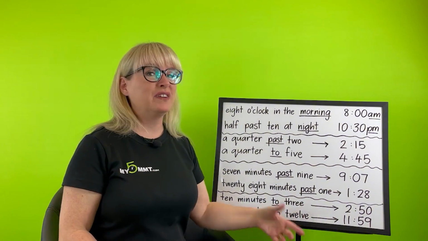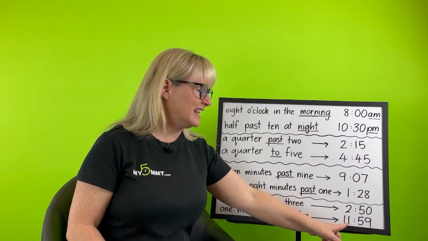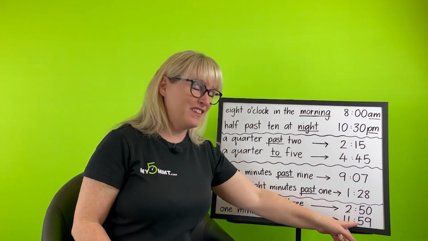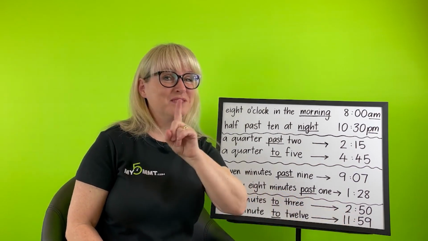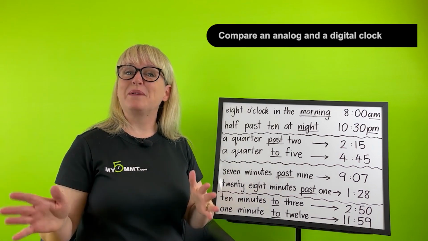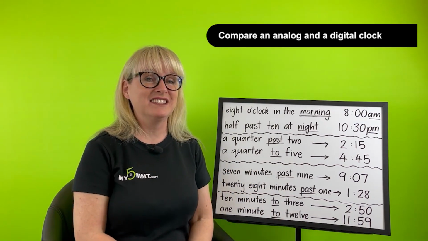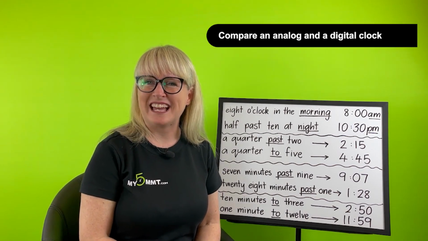1 minute to 12. It's not 12 yet, so we put an 11. But 1 minute out of our 60, that must mean 59 minutes have gone past and there's just 1 minute left. So compare an analog and a digital clock. Practice looking at and telling the time and see how they're similar and different.